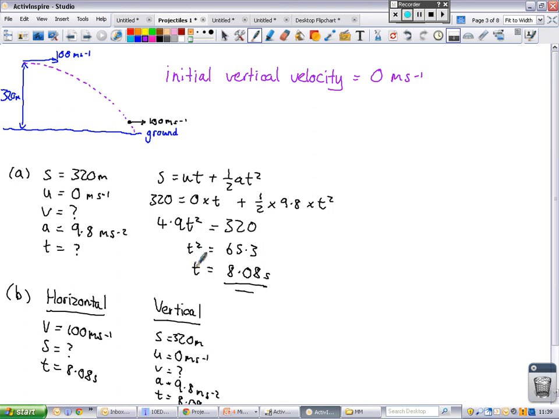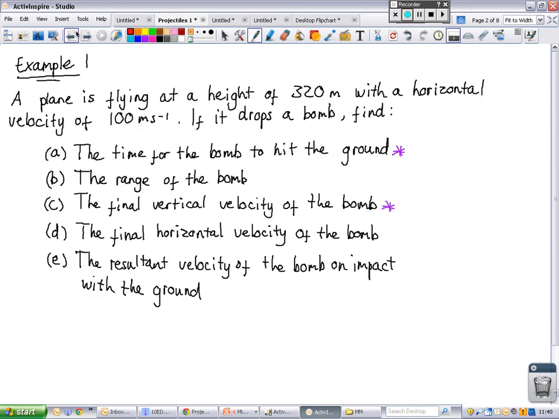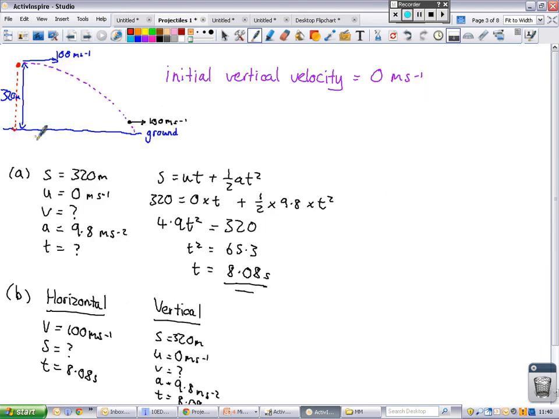So we just use SUVAT. That's pretty much the same calculation as if it was dropped straight downwards. So we're looking at something being projected horizontally here, but equally we could drop something from this height straight down and it would be the same calculation, because we're only dealing with vertical velocity in that case. Here in B, where we're asked to basically find out what the range of the bomb is, the horizontal distance that it goes, which is across here, that's our range there.